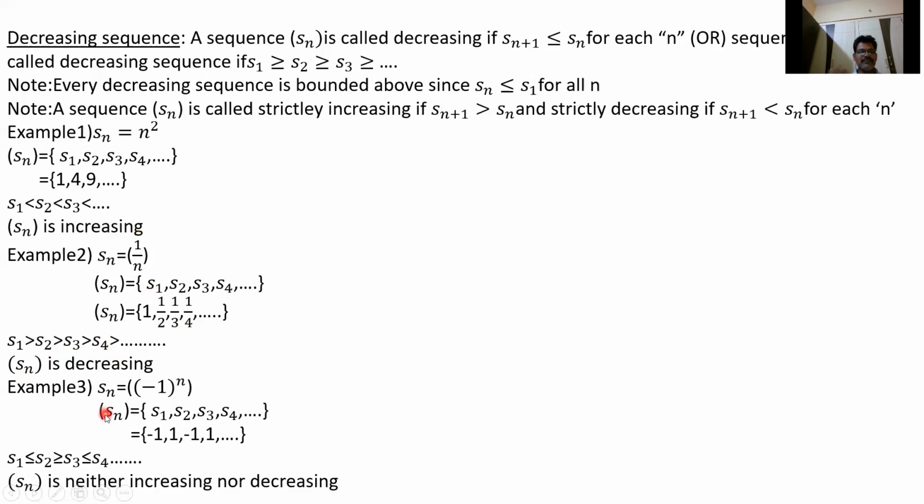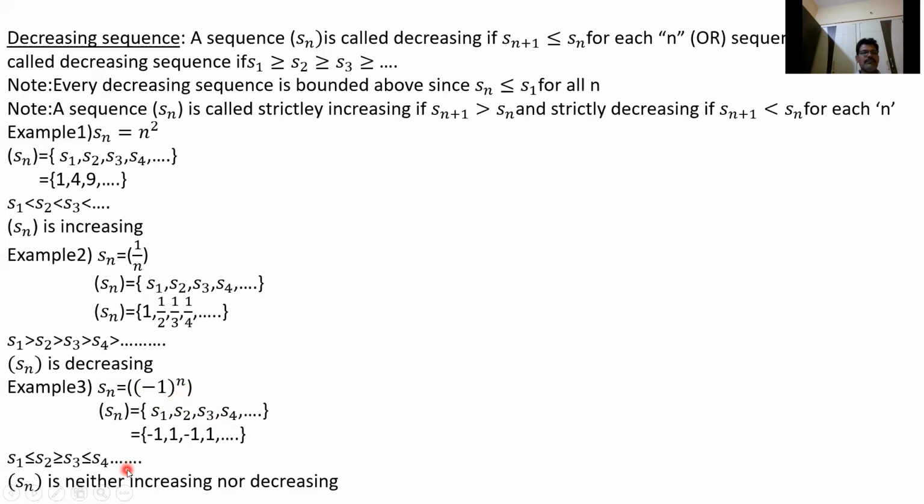We see another example. Here Sn equals (-1)^n. Sn is S1, S2, S3, S4. For n equal to 1, you get -1. For n equal to 2, (-1)^2 is +1. For n equal to 3, (-1)^3 means -1 into -1, which is 1, and again into -1, which is -1. (-1)^4 is 1. So here Sn is 1 for n even, and -1 for n odd.